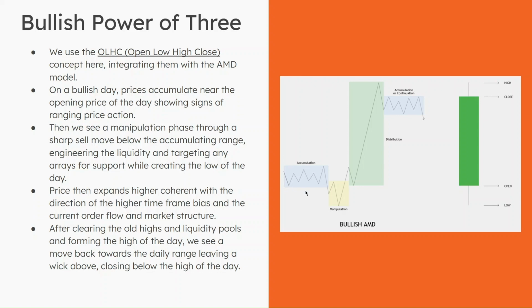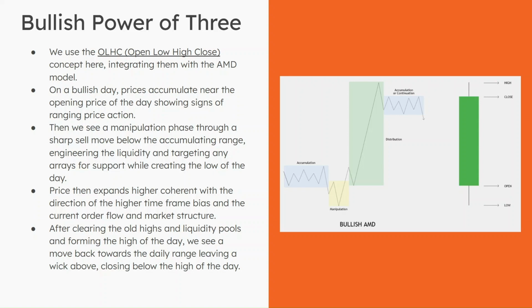As we can see here, we have accumulation around a kill zone or the true day open, followed by manipulation taking out the previous accumulation phase that we saw, leading towards the distribution phase. Following our manipulation, we see price increasing in a way that is consistent with the higher time frame bias, the present order flow and the market structure.